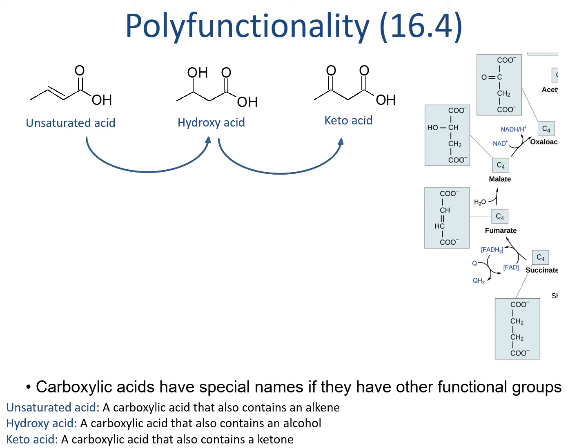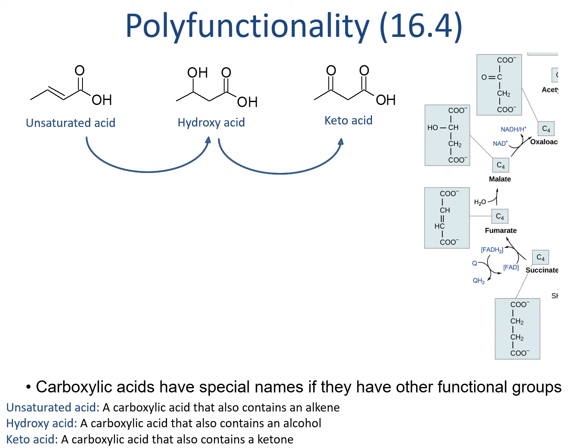Biologically, many of these polyfunctional acids are converted in the same way over and over again. A common pattern is to do the opposite of a hydrogenation reaction, like we saw in chapter 13. We call that a dehydrogenation reaction. We use that to convert a carboxylic acid into an unsaturated acid, another way of saying a carboxylic acid that has a double bond.